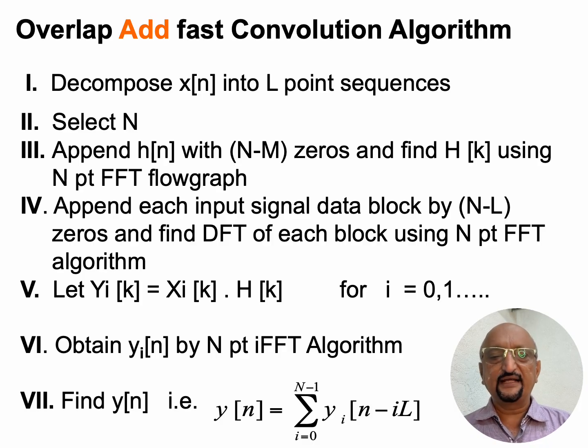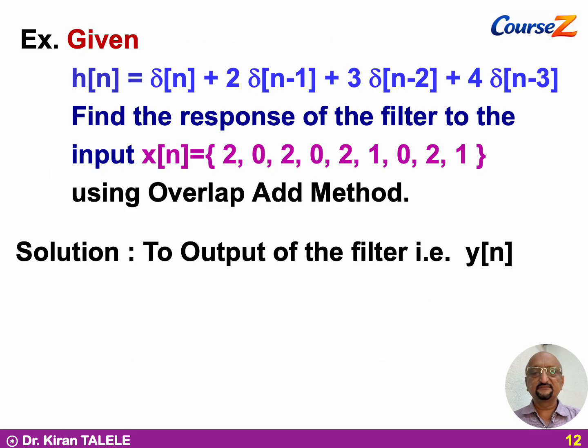And then we have to find X of k and H of k. Let's say this is Xi of k, because it is the ith decomposed block of x of n, and we process it to find the FFT. Then we'll calculate the ith sequence Y of k by multiplying these two. Then we'll calculate y of n by inverse FFT algorithm, and by scaling we'll get the required y of n. Now to calculate this y of n, we have to do addition of overlap components. So this we'll discuss by example.